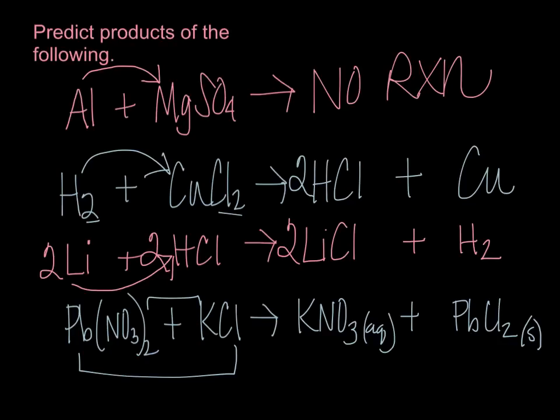So now we need to go back and balance. I see that I have 2 chlorine and 2 chlorine, so I'm going to need to put a 2 there. 2 nitrate and only 1 nitrate, 2 potassium, so I'm going to need to put a 2 here, and so now everything is balanced.